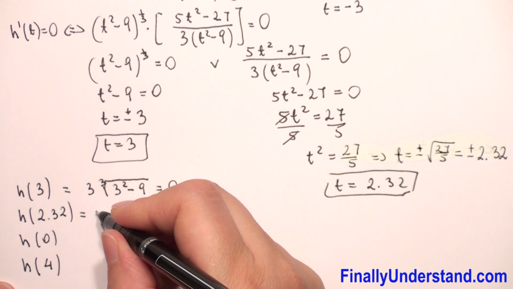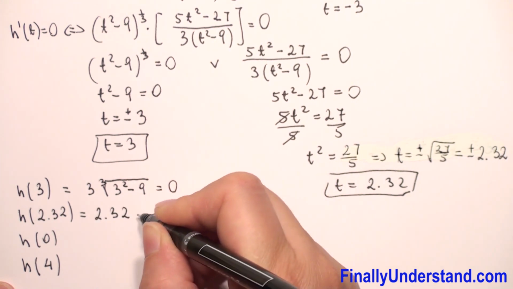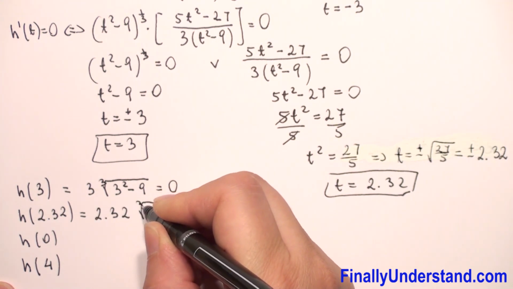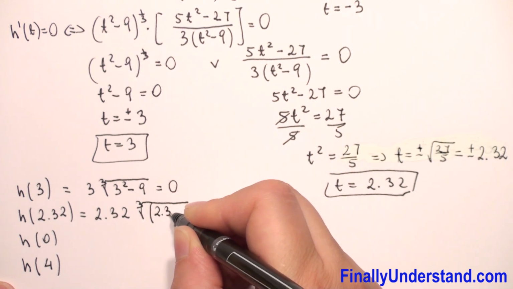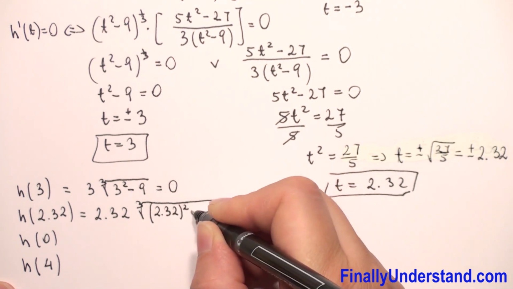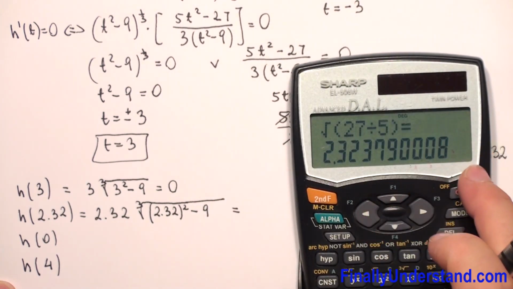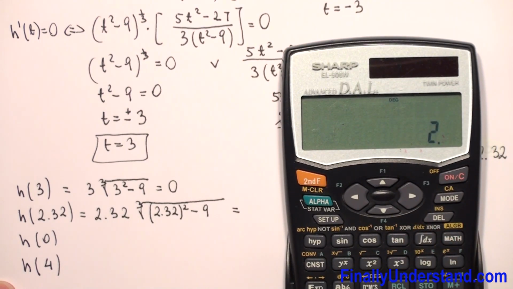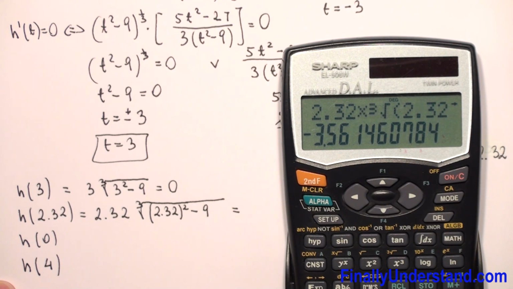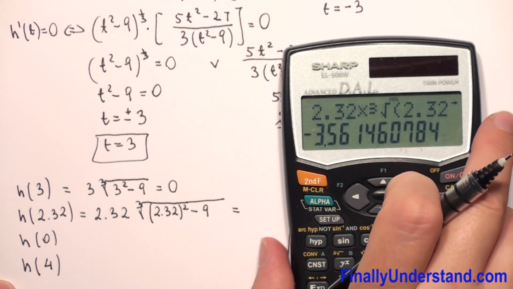And here we have 2.32 times the cube root of 2.32 to the second power minus 9. We can use the calculator. So it will be 2.32 times the cube root of, open parenthesis, 2.32 to the second power minus 9, close parenthesis. This is equal to negative 3.56.